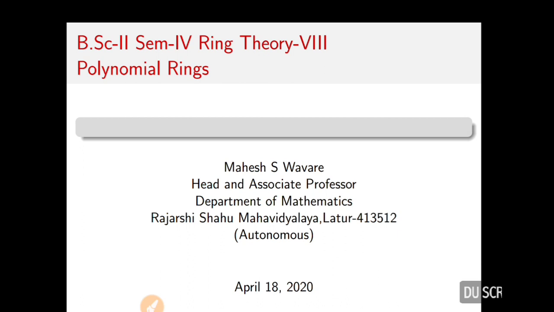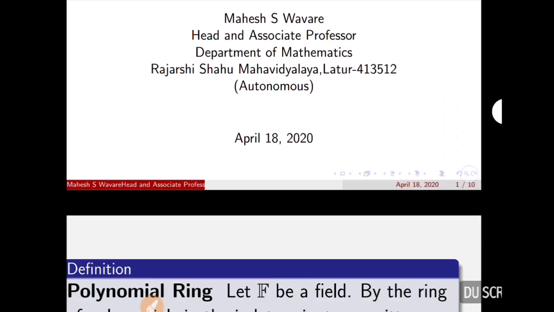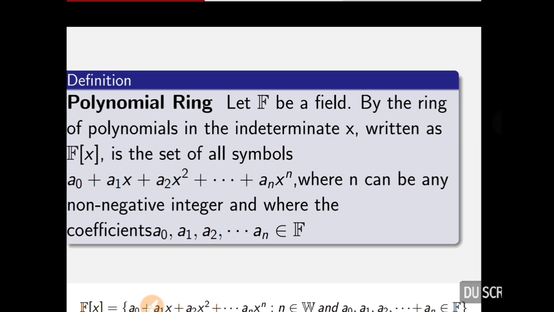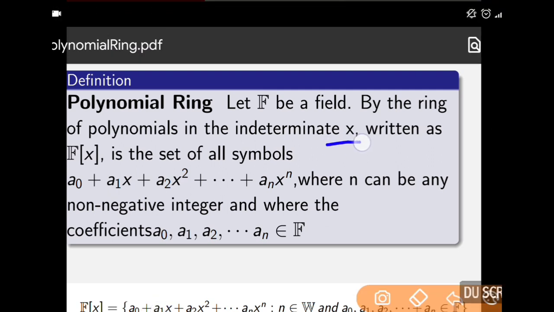So here the set F means a field, and we have taken the symbol of indeterminate x, the unknown x, and our set will be represented by F[x]. The set of all symbols of this form is called the set of polynomials. Later on it is called the polynomial ring. Where this n is a whole number, that is a non-negative integer, n can be 0 or a natural number, and the coefficients chosen here are from the field F.